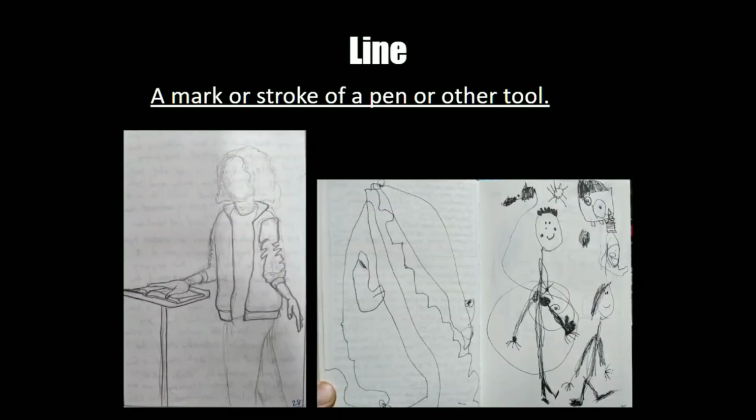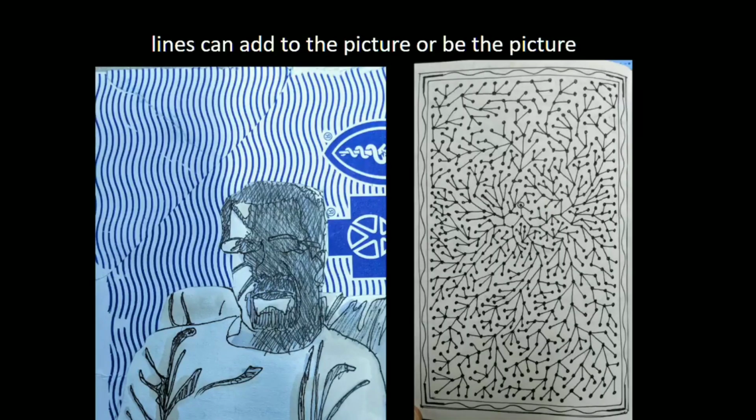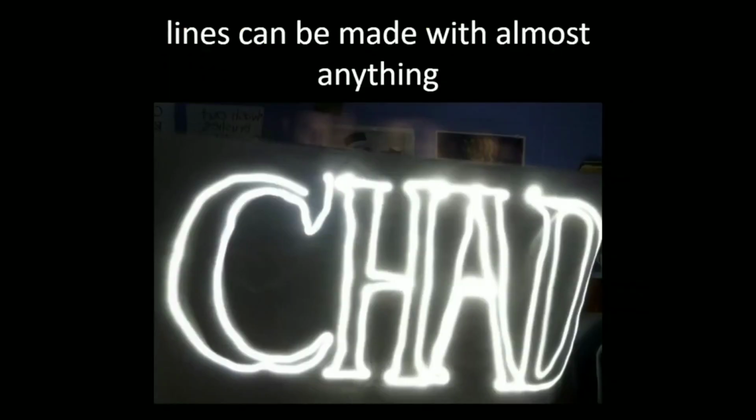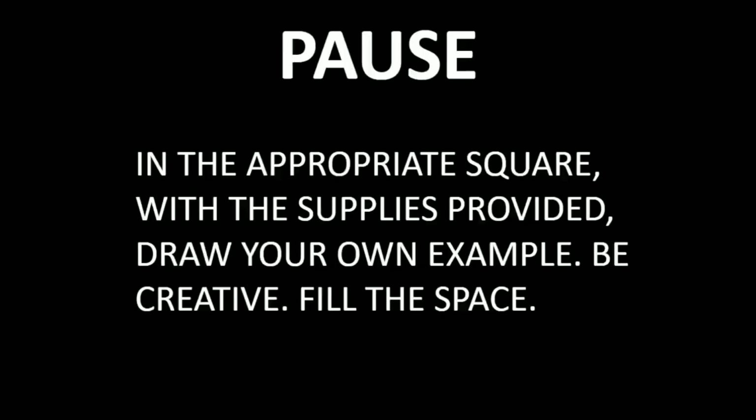Line, a mark or stroke of a pen or other tool. Lines can add to the picture or be the picture. Lines could be made with most anything. In this case, I used a flashlight to draw with light in the air as I took a photograph. Pause now, and in the appropriate square with the supplies provided, draw your own example of line. Be creative, fill the space.